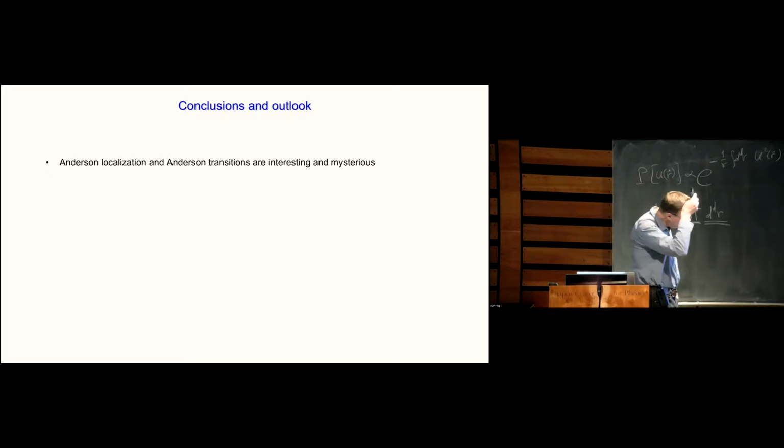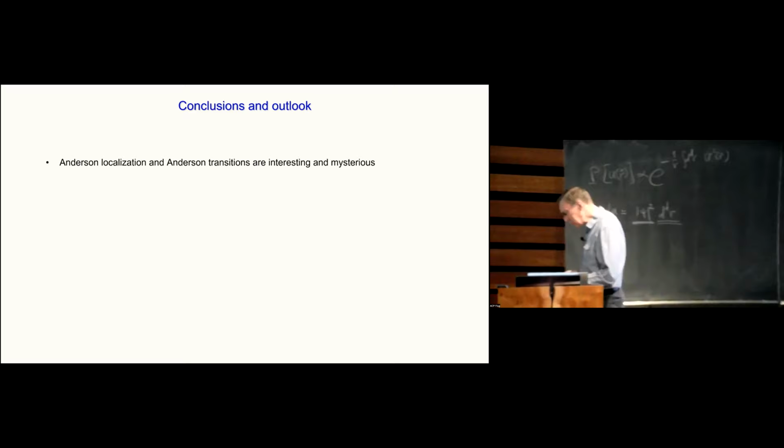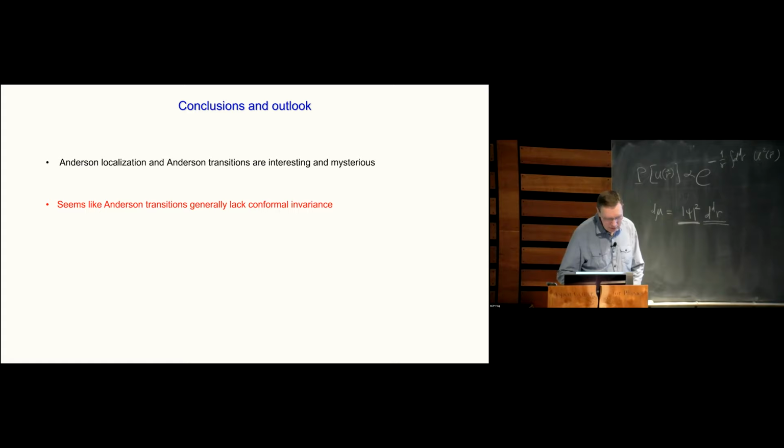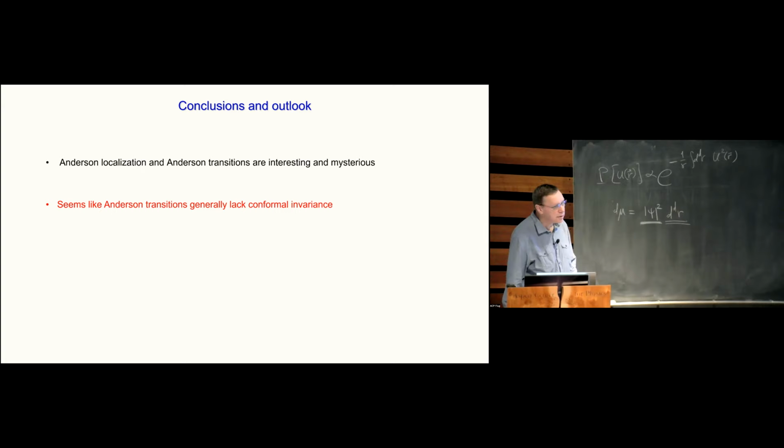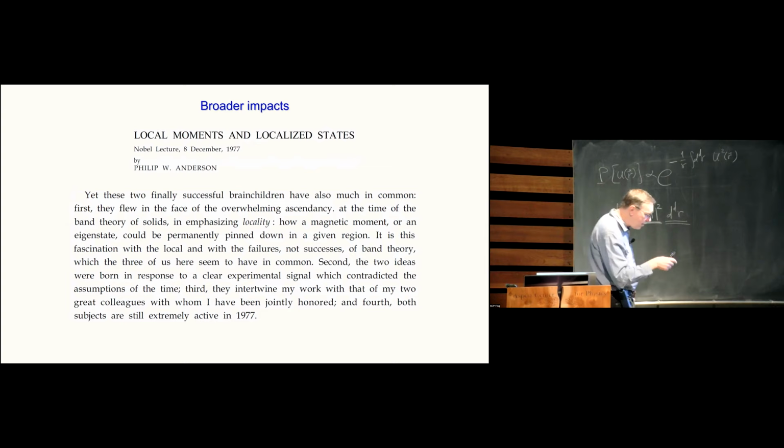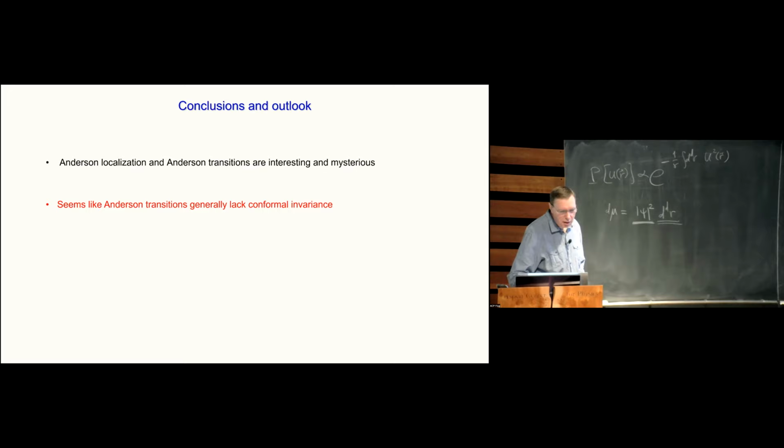So I wanted to convey to you that Anderson localization, and Anderson transitions in particular, are still interesting and mysterious. The message that I'm particularly interested in understanding better is that it seems like Anderson transitions generally lack conformal invariance. Sorry, do you mean they lack it? Is it a soft breaking of conformal invariance? Is it like a bad symmetry? I guess it's just not there.